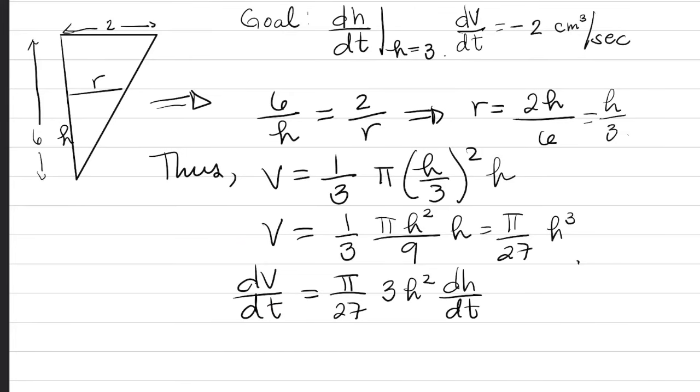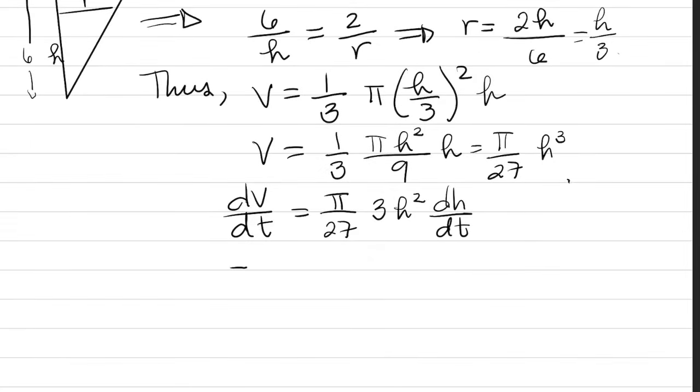So, what do we know here? We have the value for dV over dt. This is it. We have a value for h, which is 3. So, let's just solve for dh dt. Okay? So, we plug in the values of h and dV. So, dV is negative 2. This is equal to pi over 27, 3 times, h is 3, so 3 squared dh dt. Okay, then we solve for dh dt.